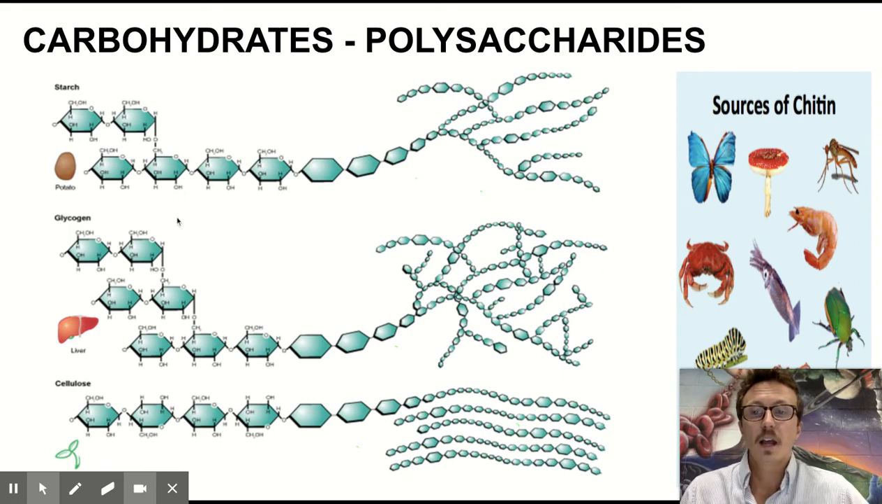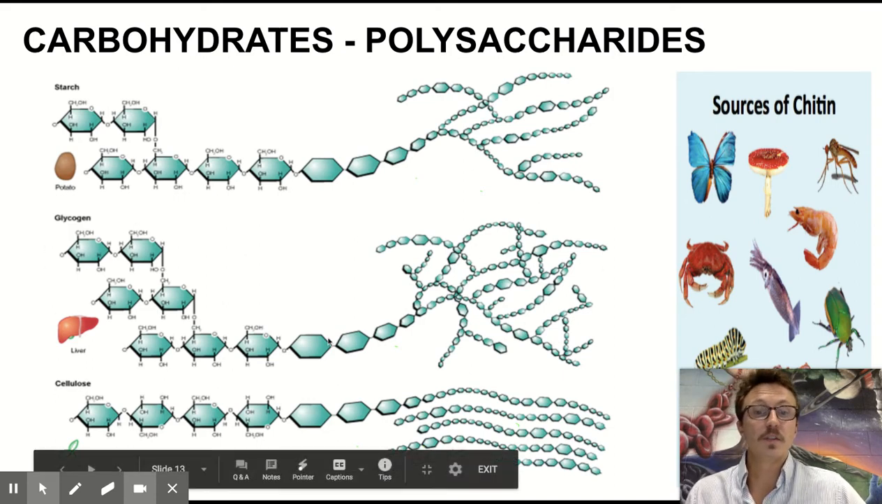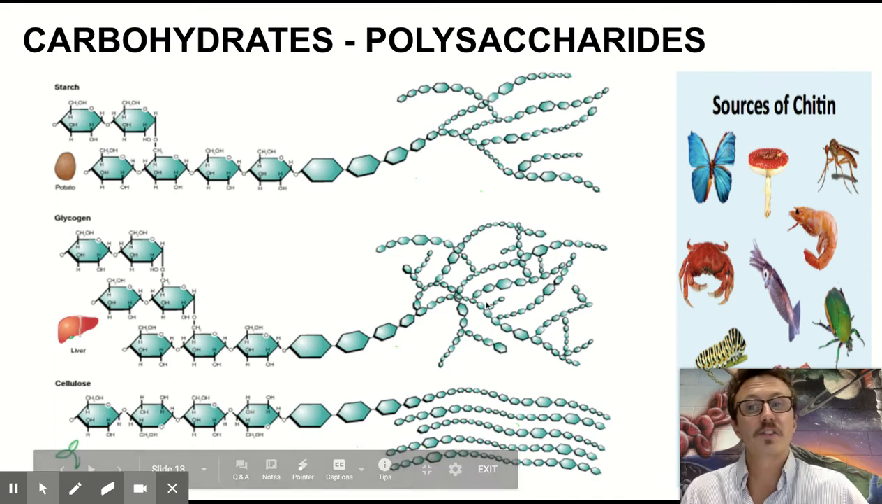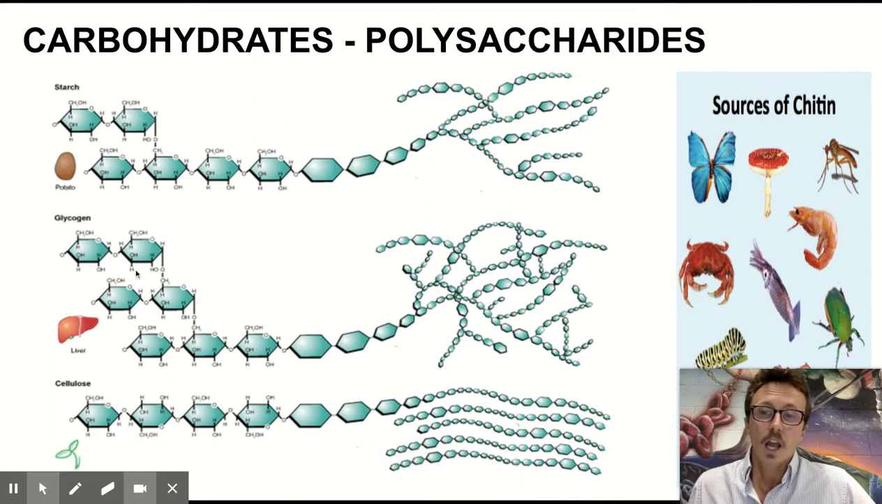And we call that glycogen. And you can see that glycogen is even more branched, or more highly branched, than even starch. And this is what is stored in our muscles and our liver.